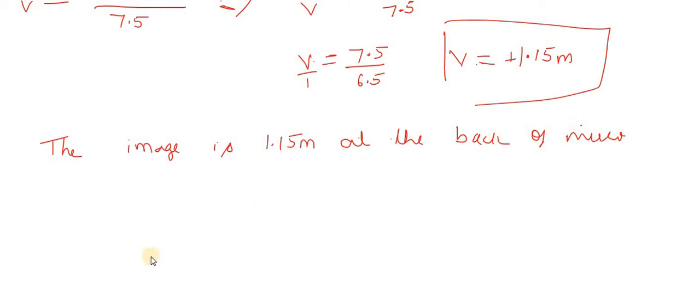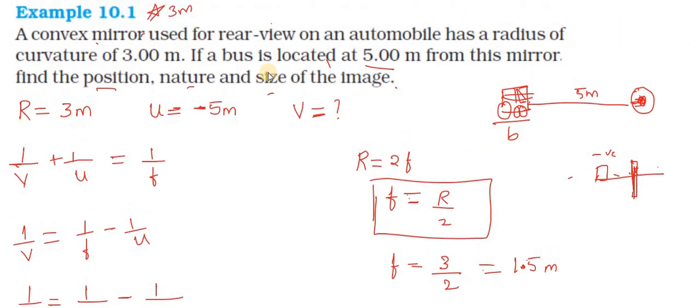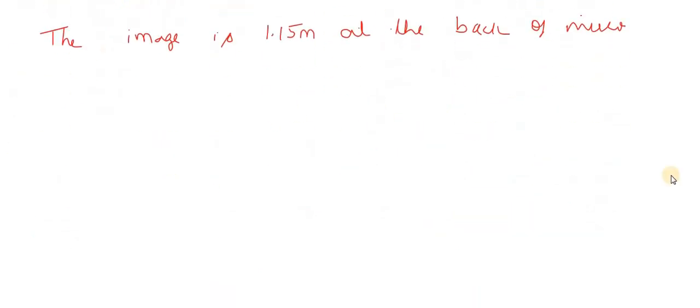Now you also need to find the position, nature and size. To find the size, we use magnification, to see whether it is an increase or decrease in the size. Usually in this case there is no increase in the size, it will decrease in the size only. We'll see that.